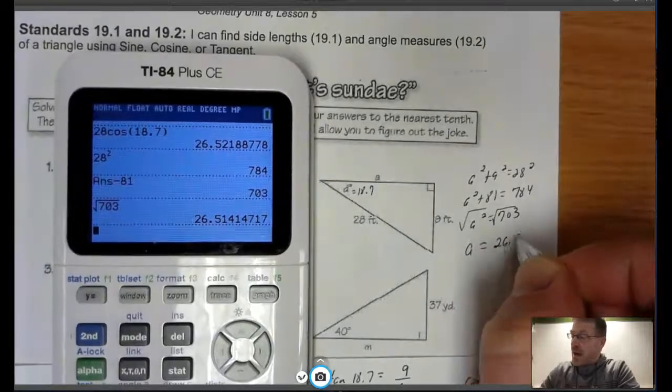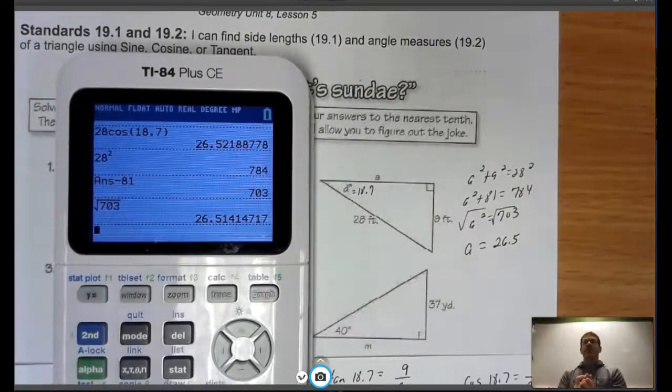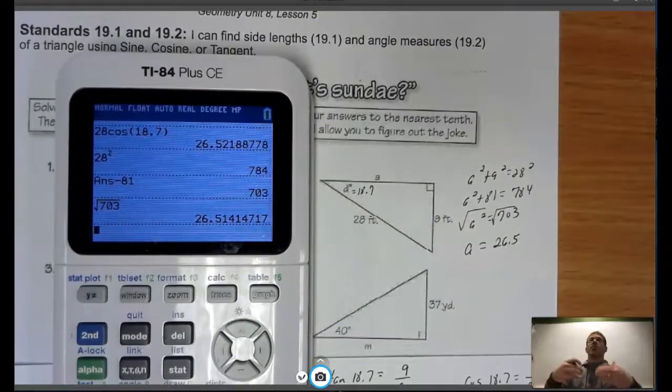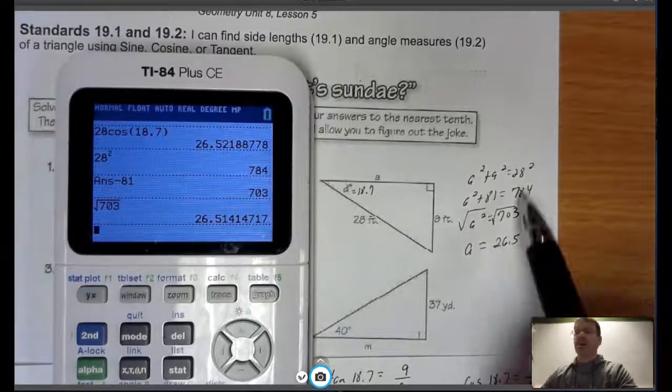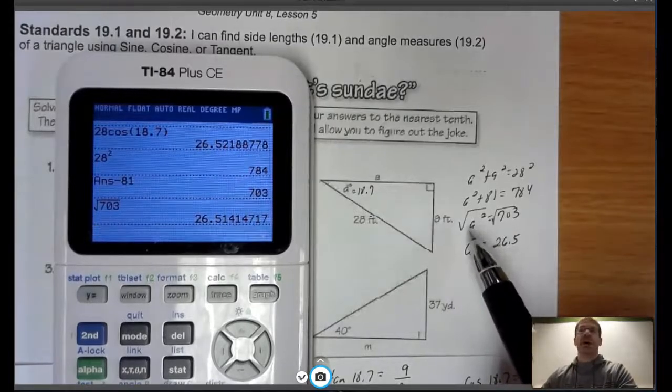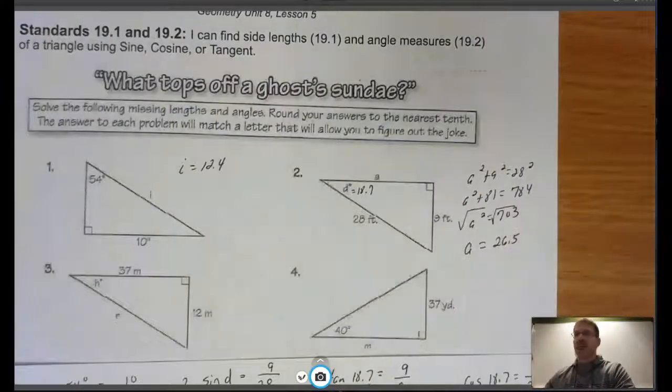So the idea is that sometimes you might have multiple ways to solve for a piece of a triangle. The key is, if it doesn't ask for something specific, you can use any way you want. If it just says solve, you could have used any of those methods to get 26.5. If it says using trig functions, then you have to use your trig functions and not the Pythagorean theorem. But that doesn't mean you can't use the Pythagorean theorem on the side to check your work to make sure everything worked out. I wanted you to see that.